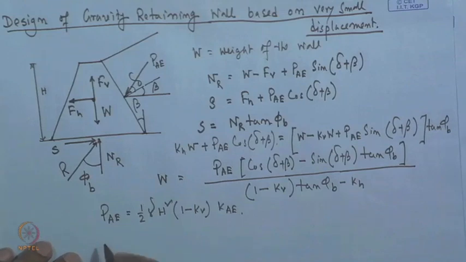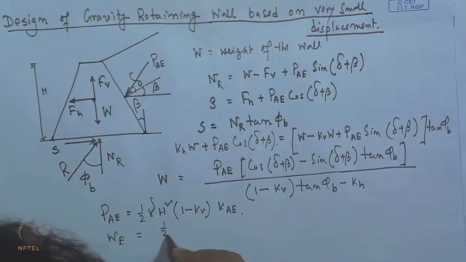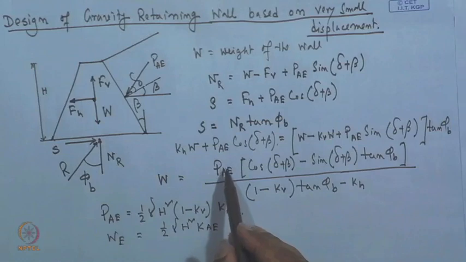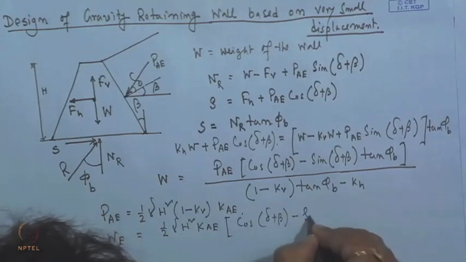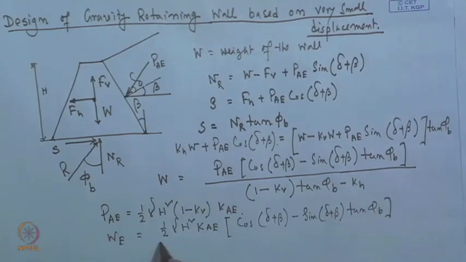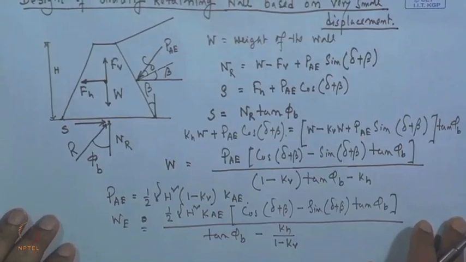So, finally, for the earthquake condition, we can write that W_E is equal to half into gamma H square K_AE, because if we put this expression in place of P_AE, then this K_V and K_V will cancel out. So, K_AE into cos(delta plus beta) minus sin(delta plus beta) into tan phi_b, that whole divided by tan phi_b minus K_h over (1 minus K_v). So, this will give us the total expression of the weight of the wall.